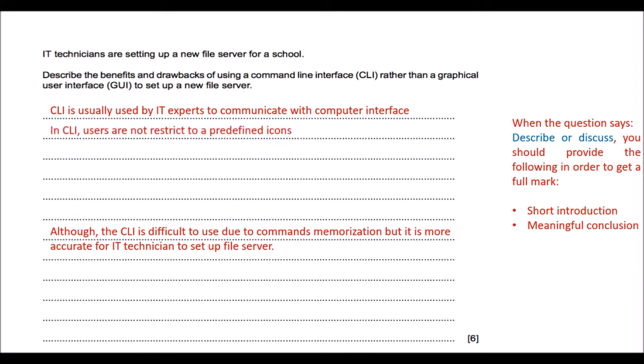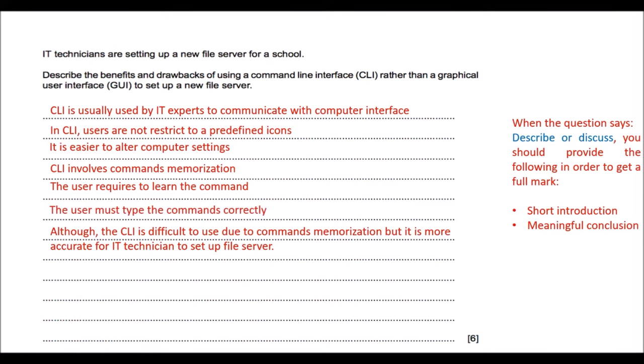In CLI, users are not restricted to the predetermined icons. It is easier to alter computer settings. CLI involves command memorization. So because it's talking about benefits and drawbacks, the user is required to learn the command, then the user must type the command correctly as well. Although CLI is difficult to use due to command memorization, it is more accurate for IT technicians to set up a file server.